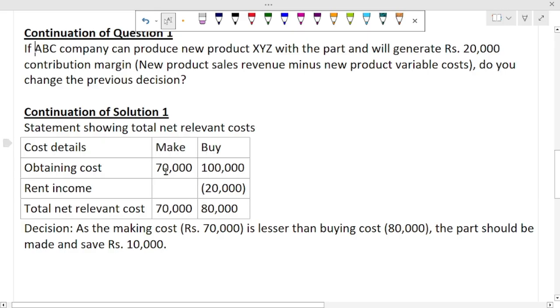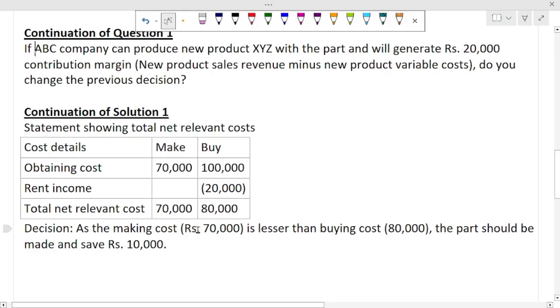All right. So that means the total net relevant cost for making is 70. For buying, 100 minus 20, that's 80. But even at that, the making is still cheaper. So final answer, decision.